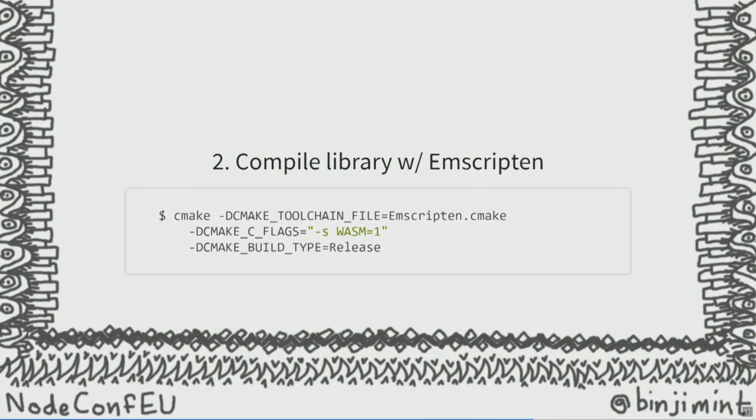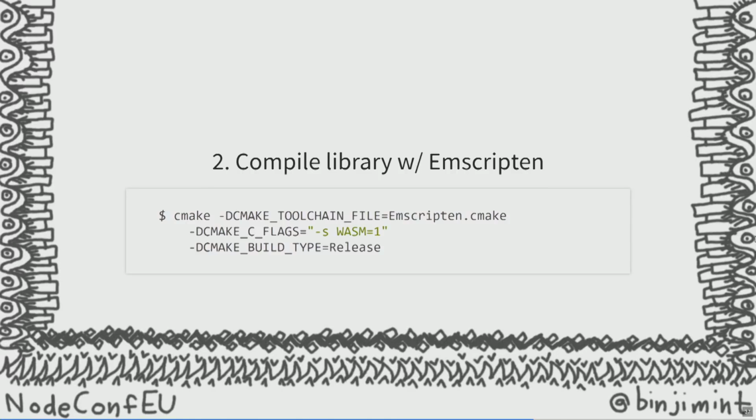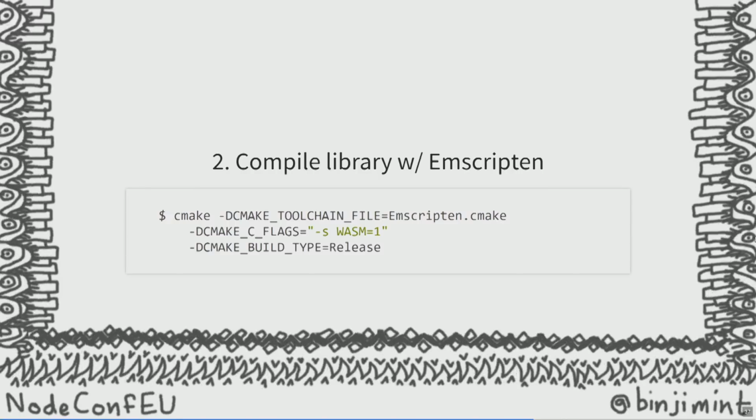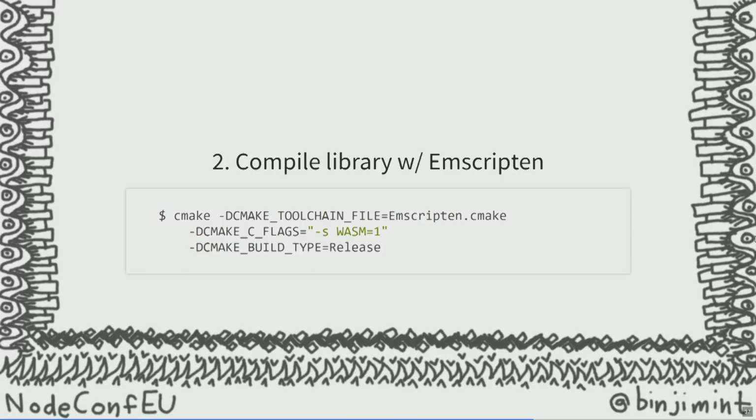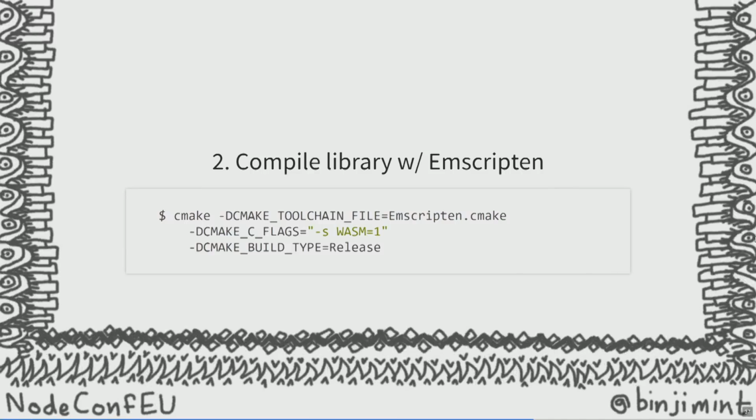I compiled with Emscripten. I already had Emscripten set up, but it's actually really easy. If you just search for Emscripten, you can build it right away, or you can just download it and get access to it. Brotli is compiled with CMake, so I pass in a toolchain file, which basically says, instead of using your host toolchain, use Emscripten instead.